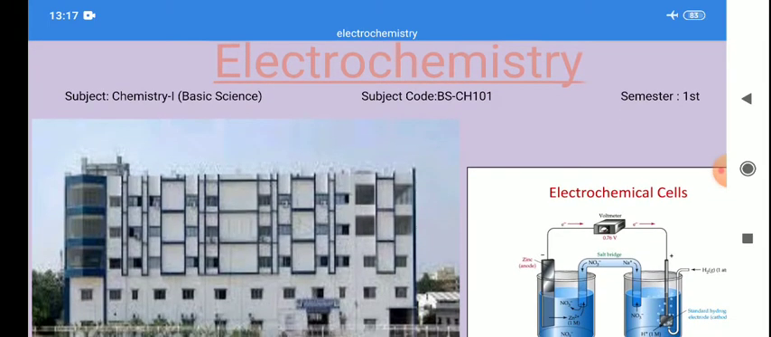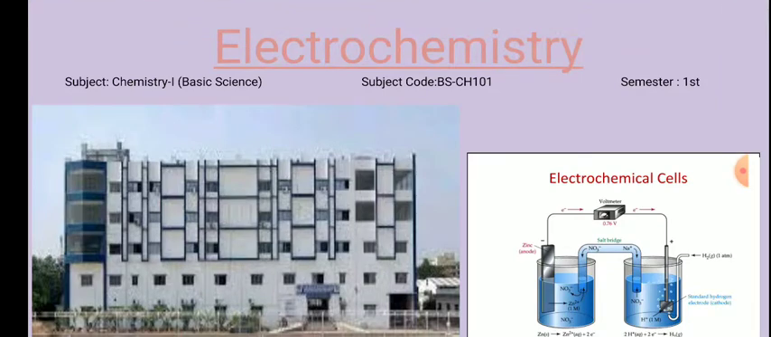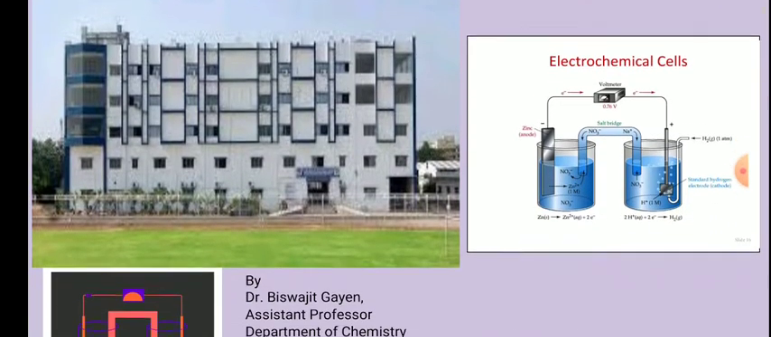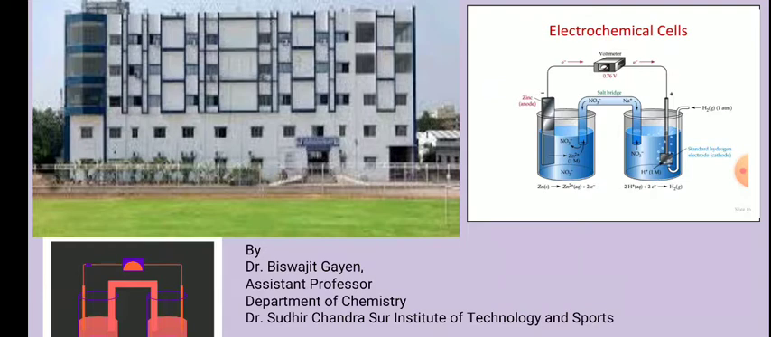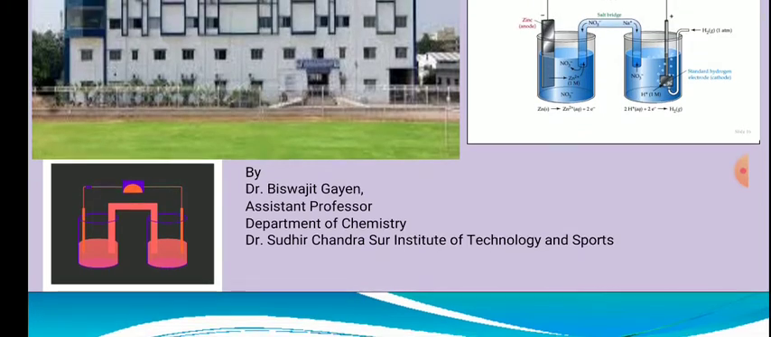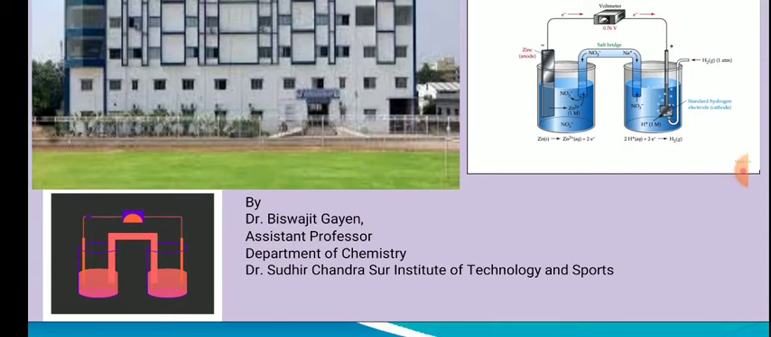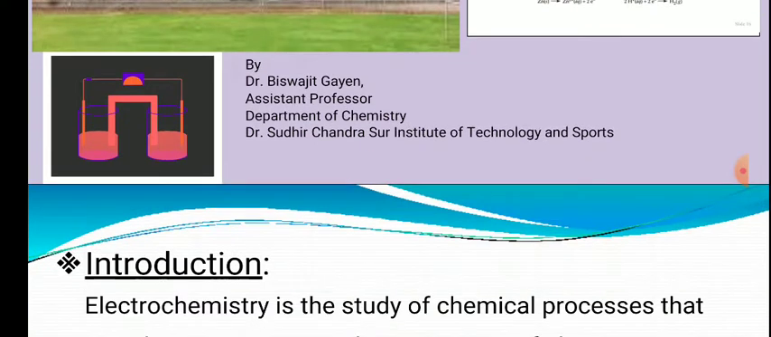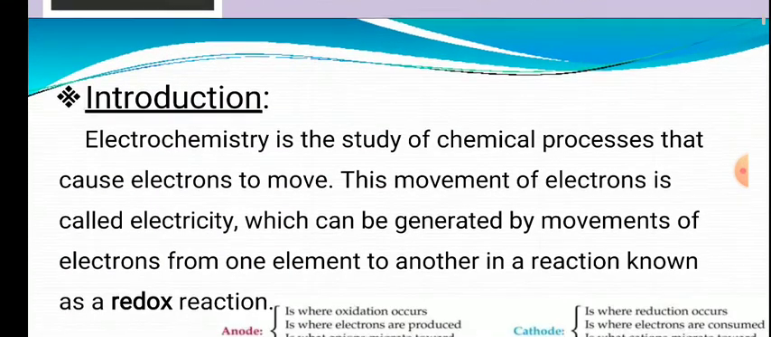And student, you have already known that it is in your syllabus, and you are looking here at the example of a galvanic cell, and you already know that I am Dr. Vishwajit Gain, the assistant professor, Department of Chemistry from your college, Dr. Sudhir Chandrasoor Institute of Technology and Sports Complex. Sorry, there is a missing of complex, but the full name is Dr. Sudhir Chandrasoor Institute of Technology and Sports Complex.